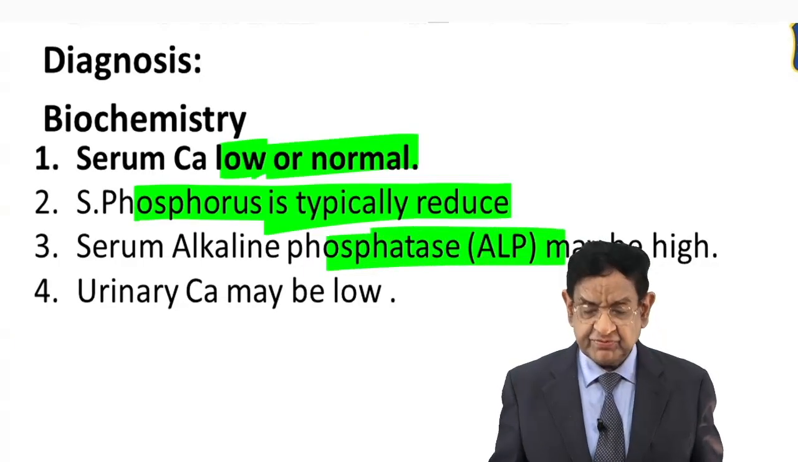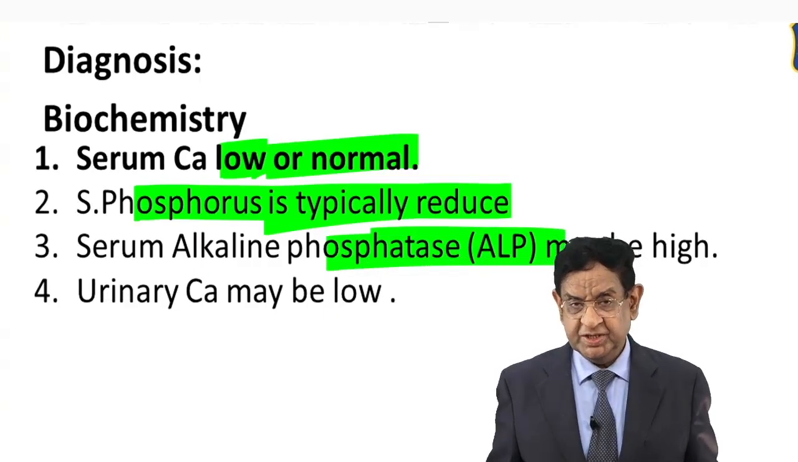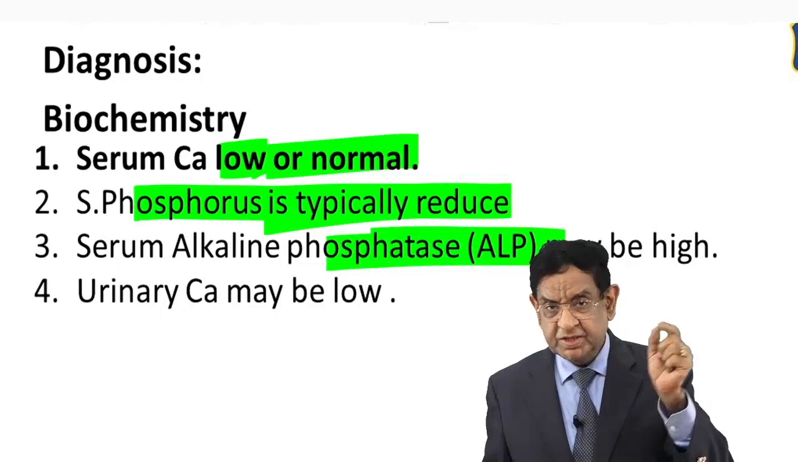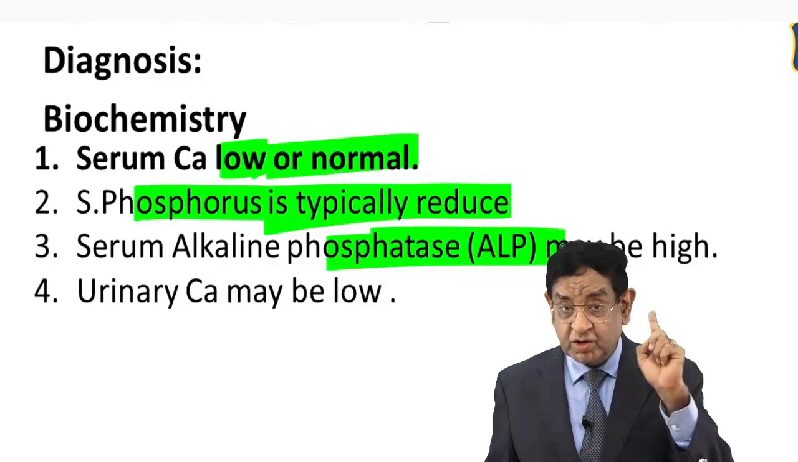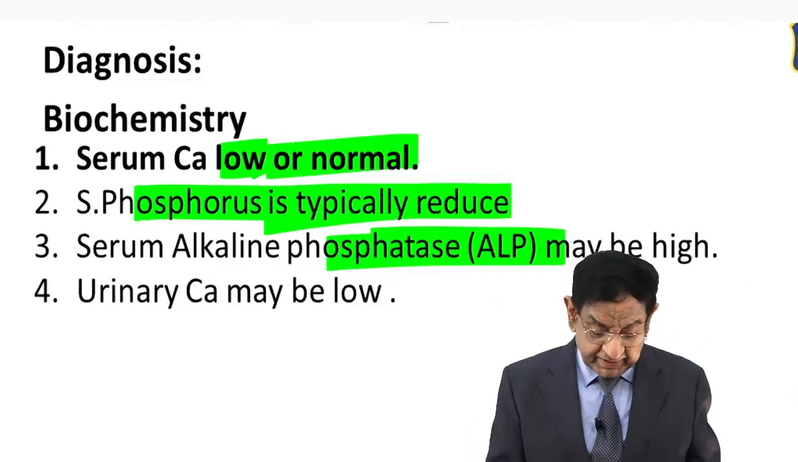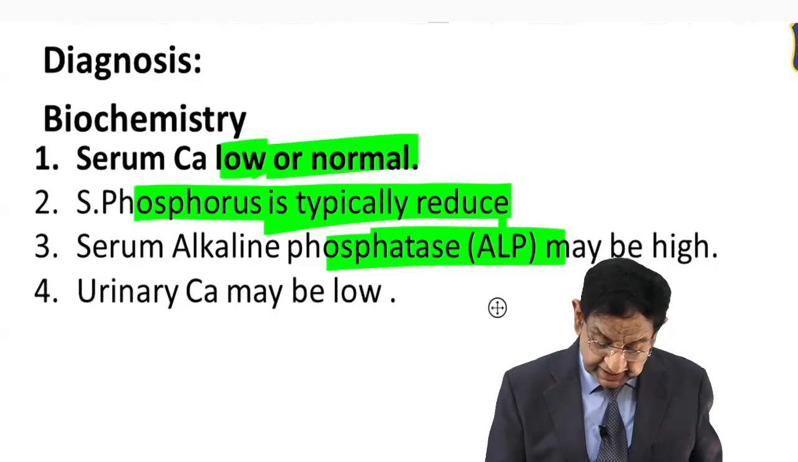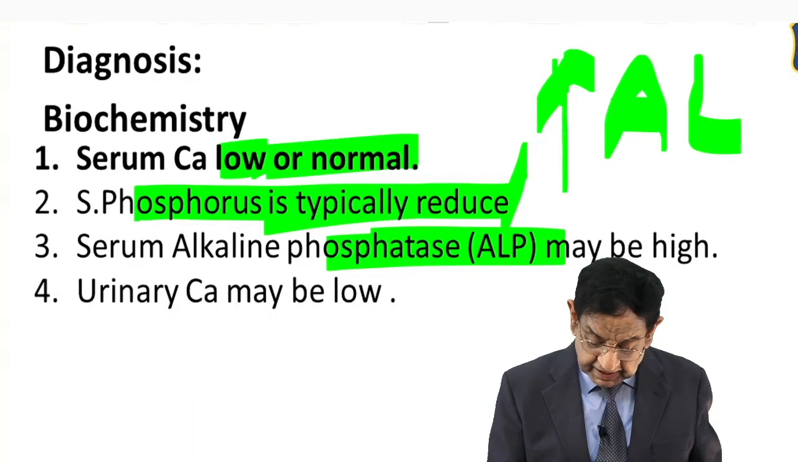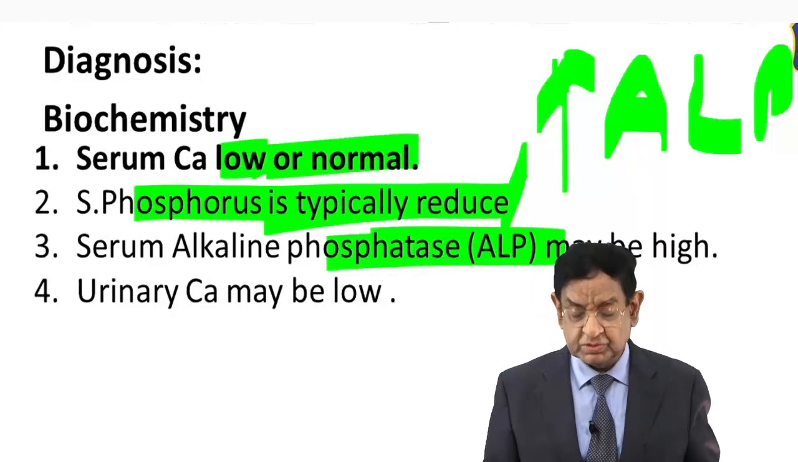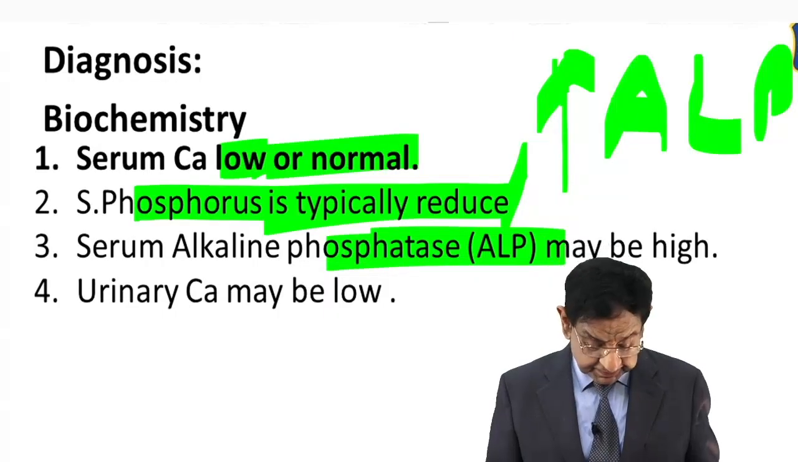ALP, alkaline phosphatase level, is high because the problem is in the mineralization. The problem is not in the growth plate. The growth plate is dividing, and whenever the growth plate divides, ALP level will increase. Alkaline phosphatase level is a marker of bone growth, or you can say it is a division of the growth plate.